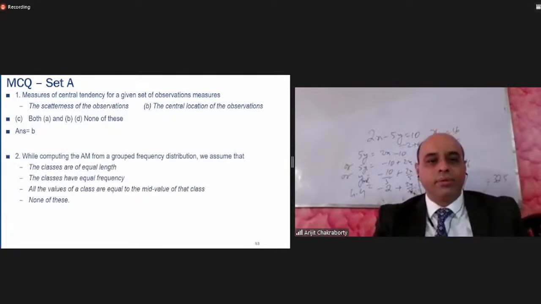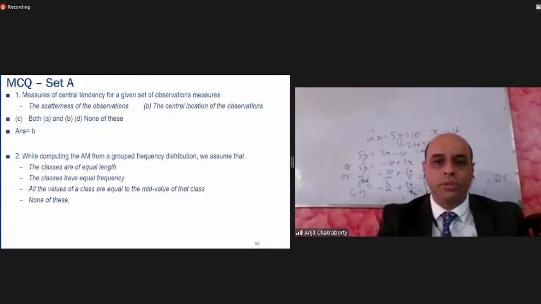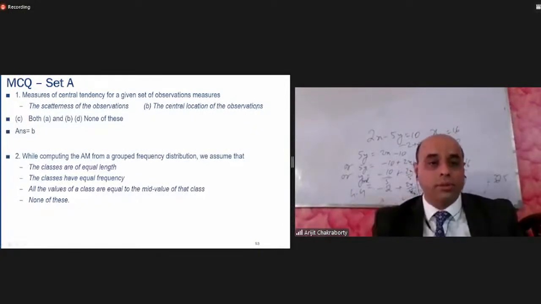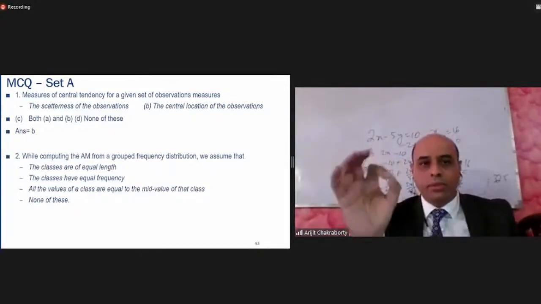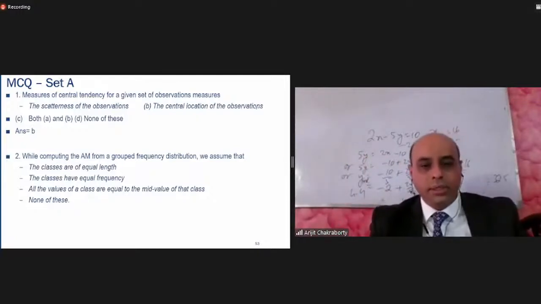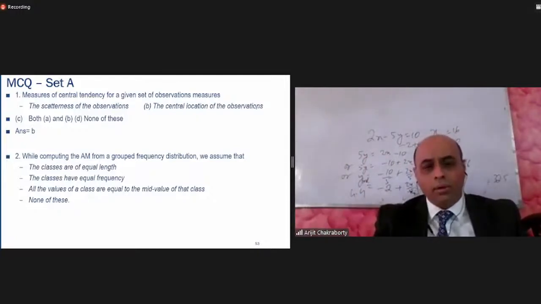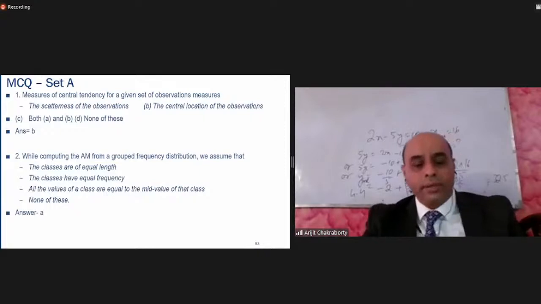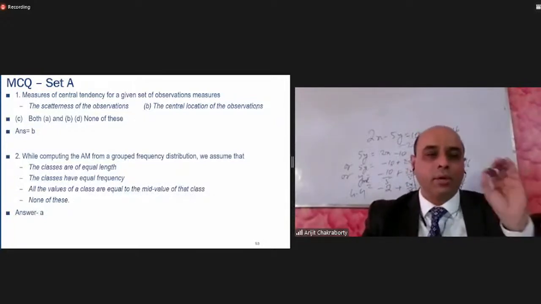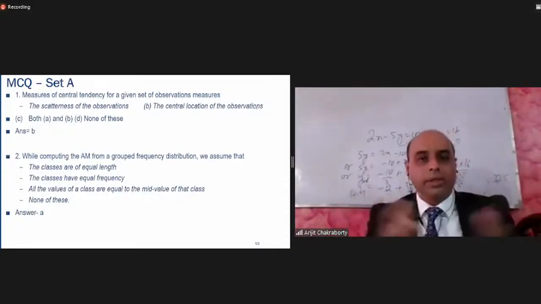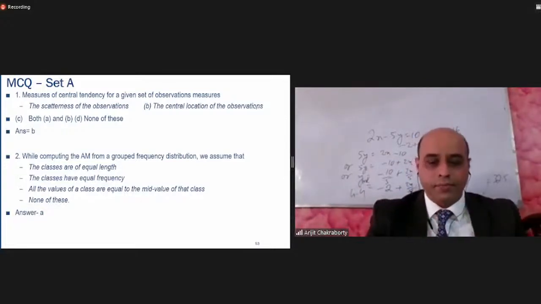Next is, while computing the AM from a grouped frequency distribution, we assume that the classes are of what? Equal length, equal frequency? Well, classes cannot have equal frequency, so option 2 is not correct. All the values of a class are equal to the mid value of that class? No, this is also not right. So the answer is A. The classes have to be of equal length, otherwise we cannot calculate the arithmetic mean. So for calculating the arithmetic mean from a grouped frequency distribution, all classes are of equal length.